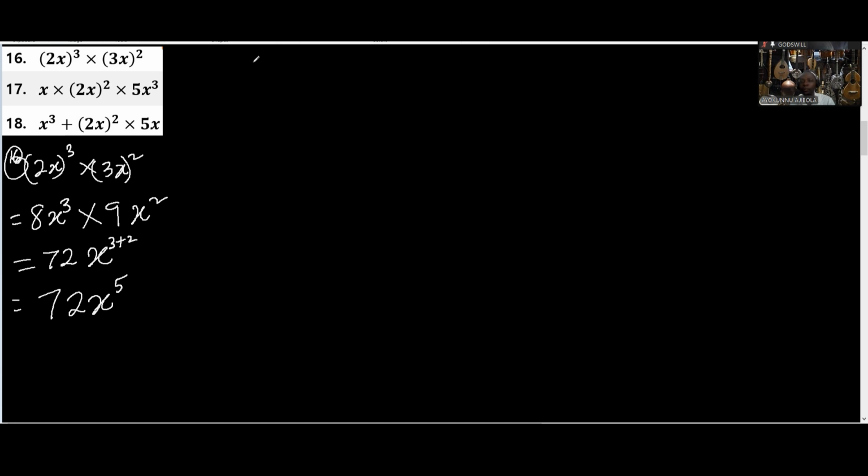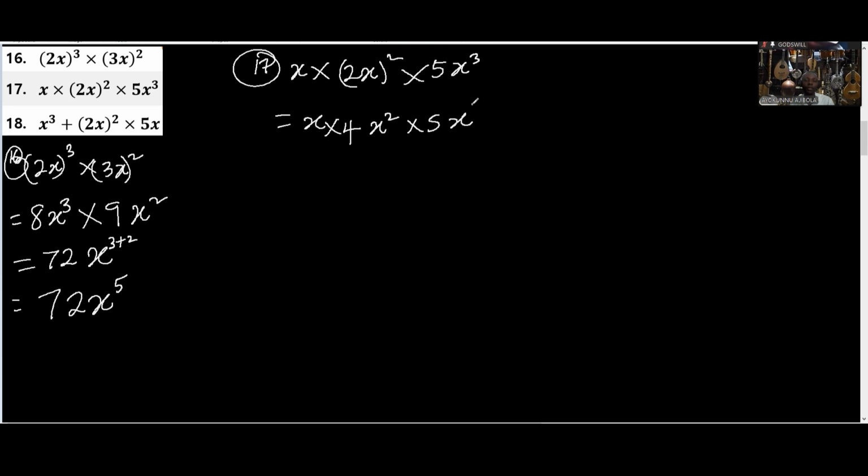Is this clear to you? Number 17, x times 2x all squared times 5x cubed. So this is x, then 2 squared is 4, then x squared, then times 5x cubed. So I have 4 times 5 is 20, then all of the x's together. We have x raised to power 1 plus 2 plus 3. The first one is 1, the second one is 2, and the third one is 3. So this will be 20x raised to power 6.